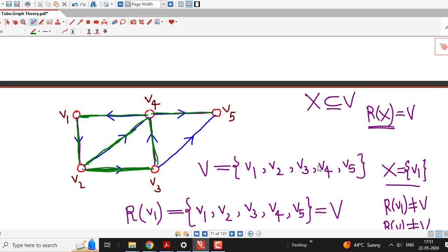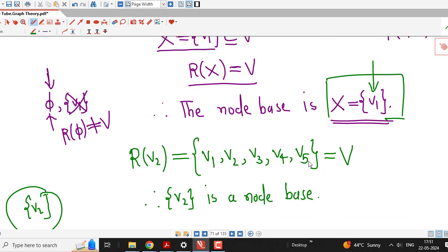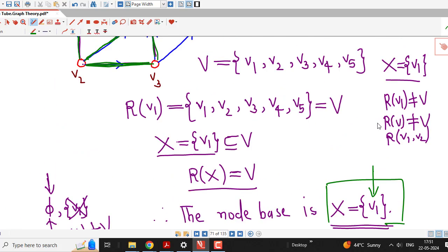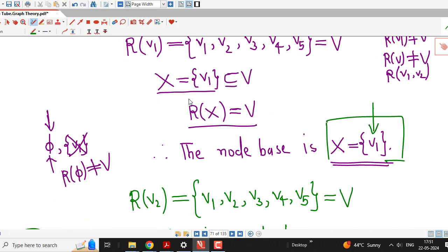So you can have more than one node base, but once you find out one node base, you will find that the number of elements in that node base is 1. So the number of elements in any other node base is also 1. Similarly, you can check whether set containing V3 and V4 are node bases or not.